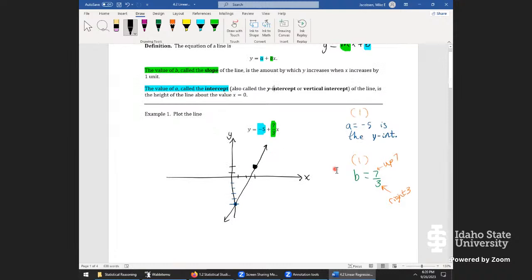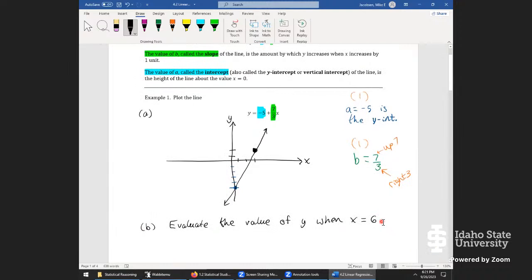Okay, now that we have that line, let's call this a part A. Now here's something that we will do once we have a line produced by a calculator. Let's say for the instructions on B, evaluate the value of y when x is equal to, let's say, 6. Why not? So sorry, that's a brand new problem right out of the blue right here, but this will be helpful for us as well once we're dealing with the regression line.